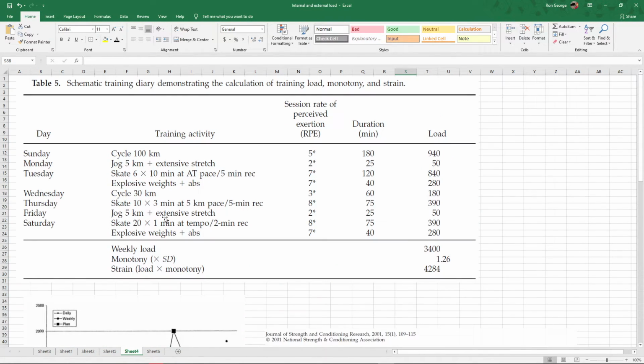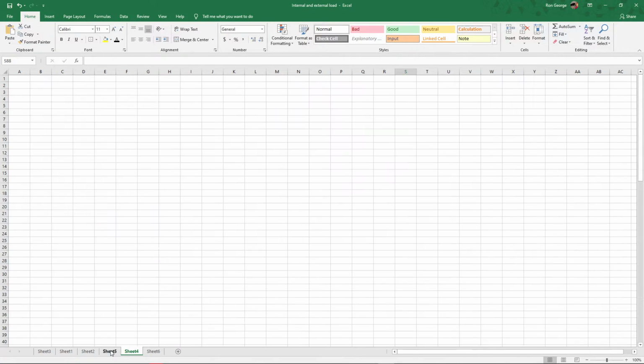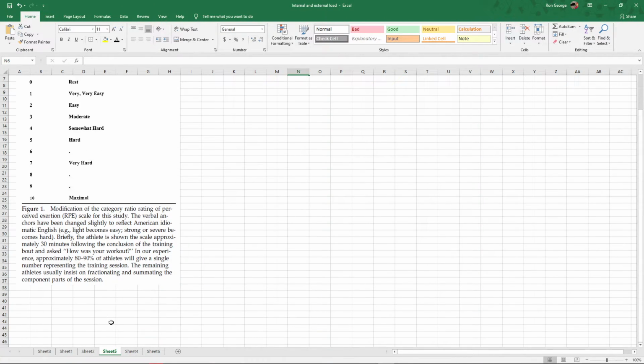Okay, now we come to the application of this. It's really simple. You have to basically rate each activity, as I said. So here's a weekly training diary, where each session has been rated. On Sunday, they went for a cycle ride of 100 kilometers. It's a metric century. And the athlete came back and rated it as a 5. 5 was a hard workout.